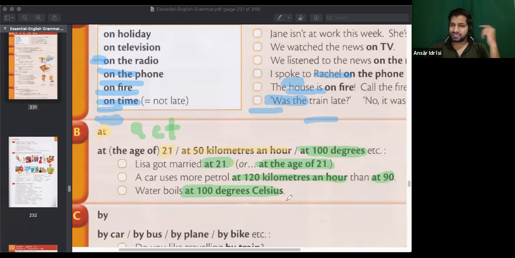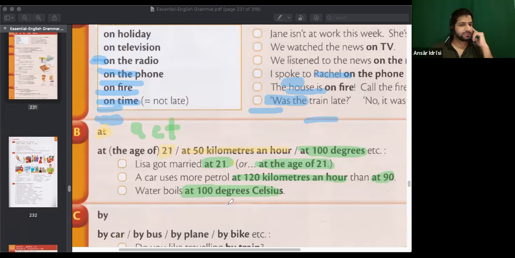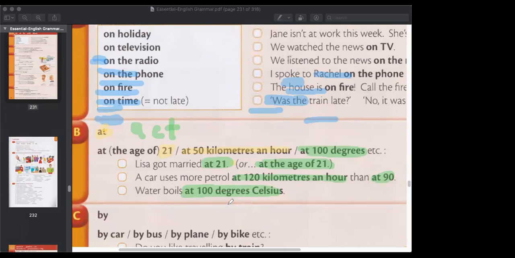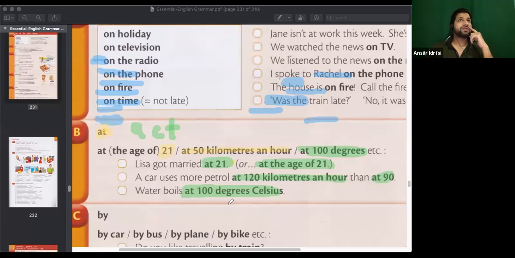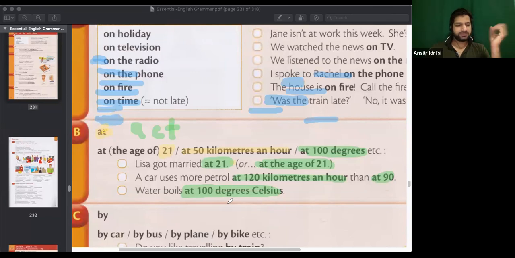Can you please give me some sentences with at? We will play at 2 o'clock. Next. He was playing at 150 kilometers per hour. She calls me at 9 p.m. At 9, I meet my friends. Next. I get up at 6.